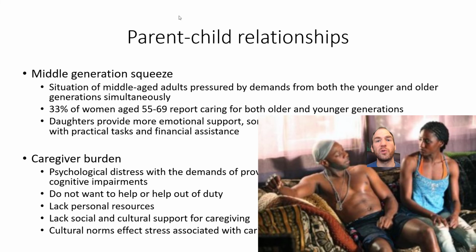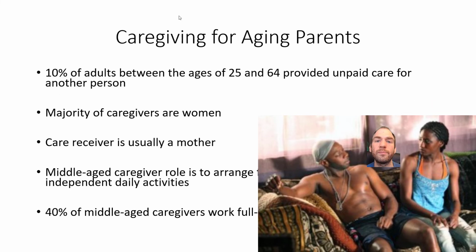However, this is not a universal phenomenon, caregiver burden. Caregiver burden is more likely when the middle generation lacks resources, or didn't want to help at all anyway. They lack social resources, they lack cultural support, and the norms within a particular culture affect the amount of stress associated with caregiving for older adults. So if there's more of an expectation in a culture, the middle generational squeeze is less likely to be a problem, because it's typical and normative within that culture.